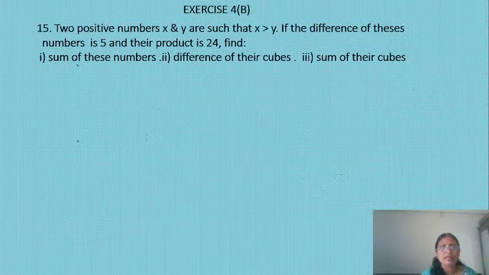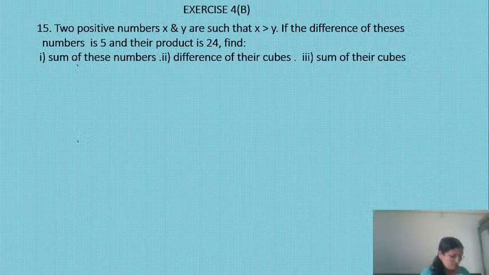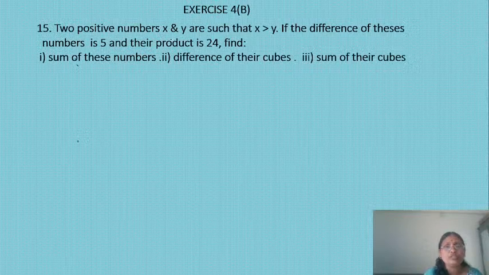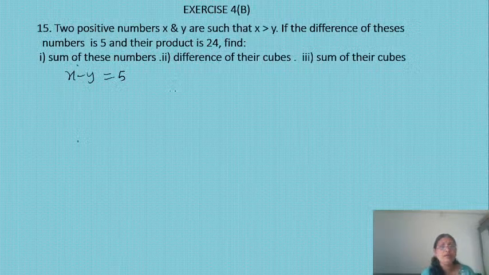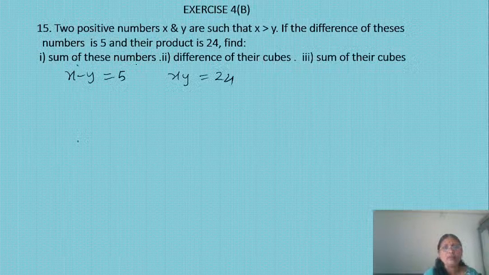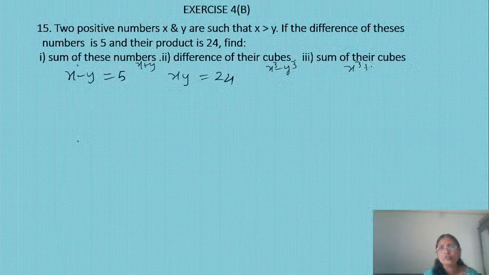I think this is the last question of today's session. Focus here. This is a question somebody had asked me as a doubt, so be attentive. Two positive integers x and y are such that x is greater than y, and the difference of these, x minus y, is equal to 5. The product xy is equal to 24. You are asked to find the sum of these numbers, that is x plus y, the difference of their cubes, x cube minus y cube, and the sum of their cubes, x cube plus y cube. These are the things that we have to find out. Let us move on to this question.